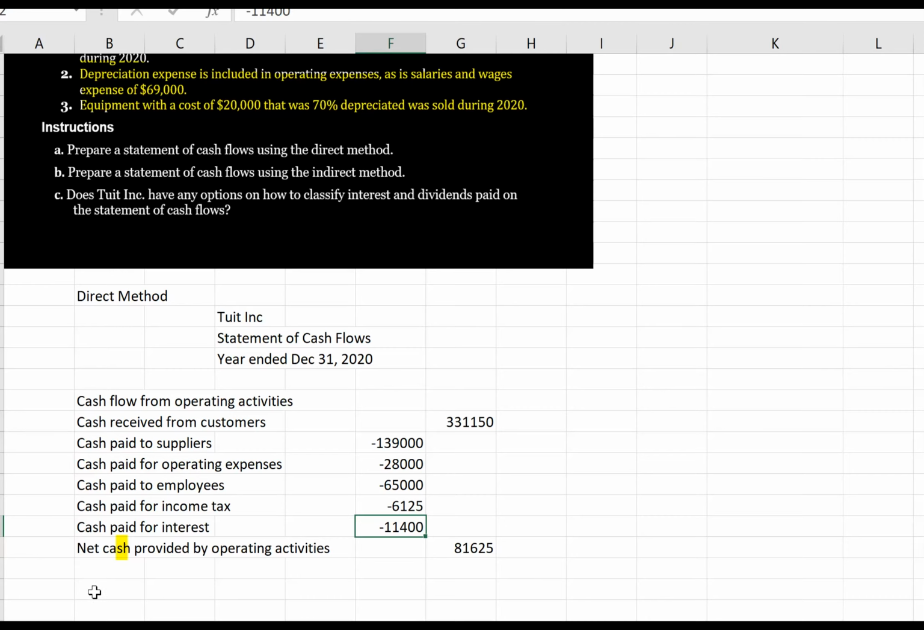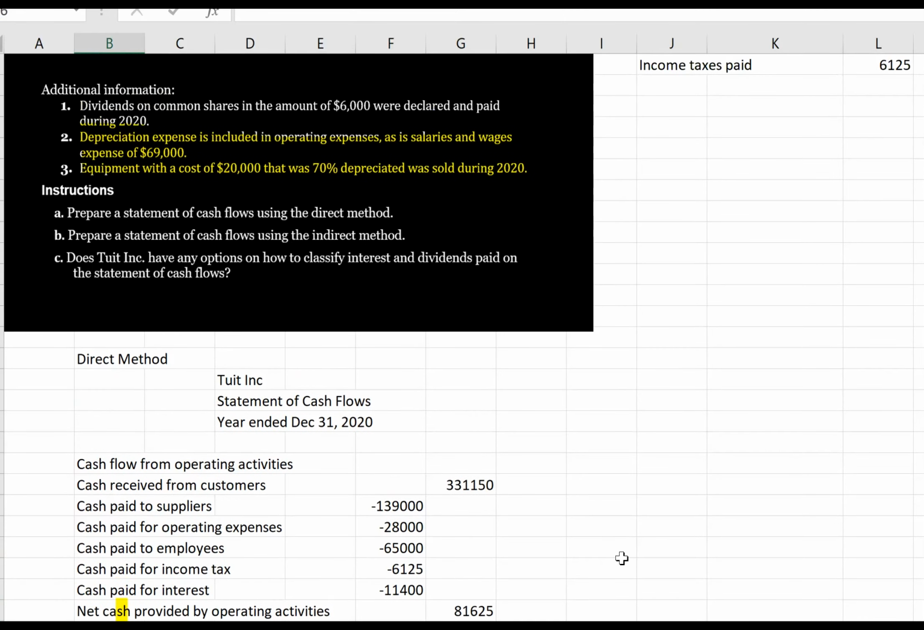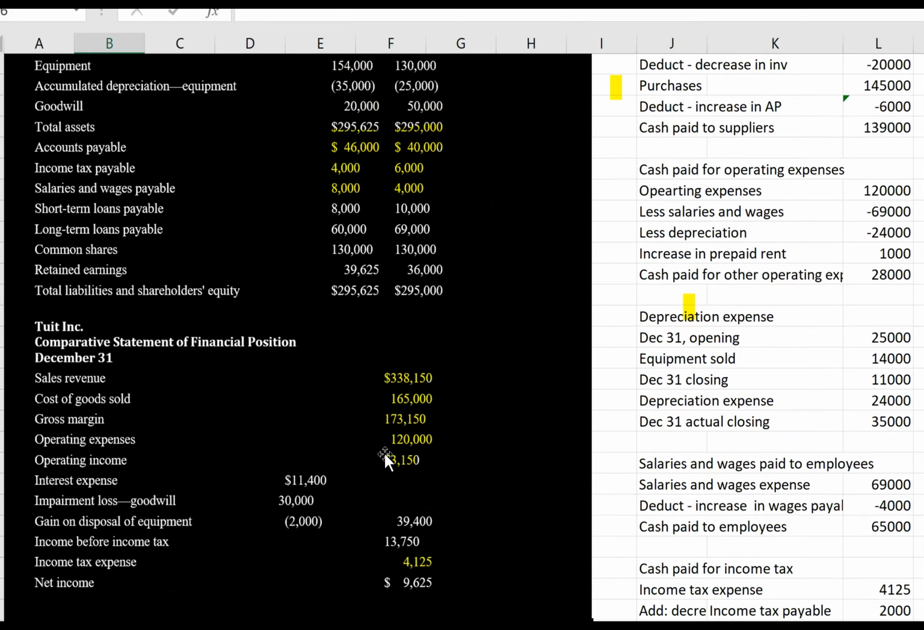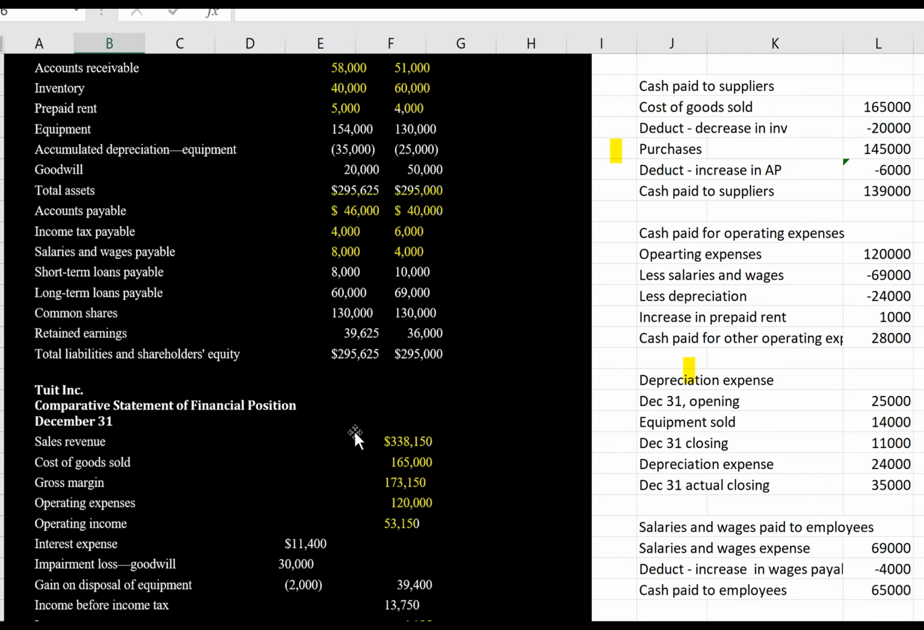Okay, let's move on to our investing activities. Cash flow from investing activities. And what are investing activities? Investing activities are going to relate to our non-current assets, and this is where we're going to see our PP&E. So let's take a look at what we've got there. What we need to know here is what proceeds we got from PP&E and what purchases we had for PP&E. So let's see what we can get from the statement of financial position here.